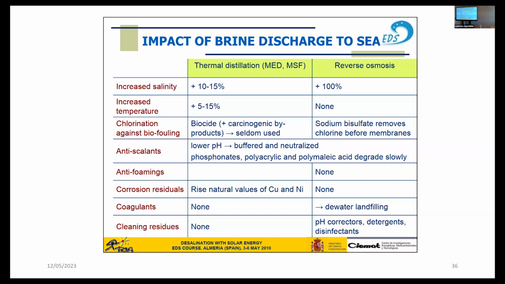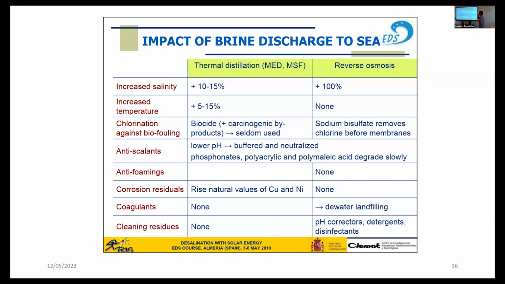Just to give you some idea of the differences in brine discharge between the two methods we are discussing, the thermal methods and the membrane methods. For example, the increased salinity for thermal methods is rather lower than for reverse osmosis. Increased temperature is an impact faced by thermal distillation desalination, and reverse osmosis does not have that. Reverse osmosis happens at ambient temperature. For chlorination against biofouling in thermal processes, biocides are used. And for reverse osmosis, you actually have sodium bisulfite to remove chlorine before the membranes.